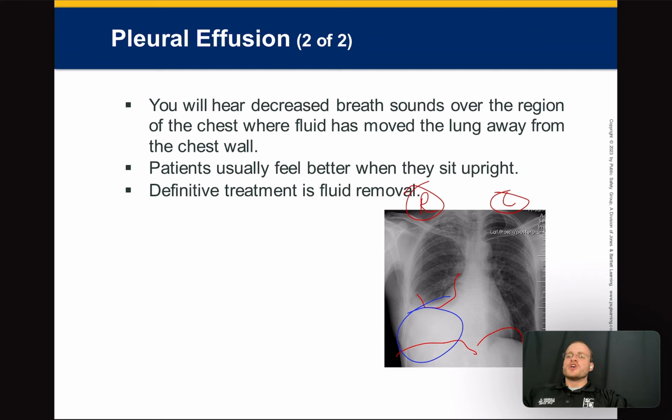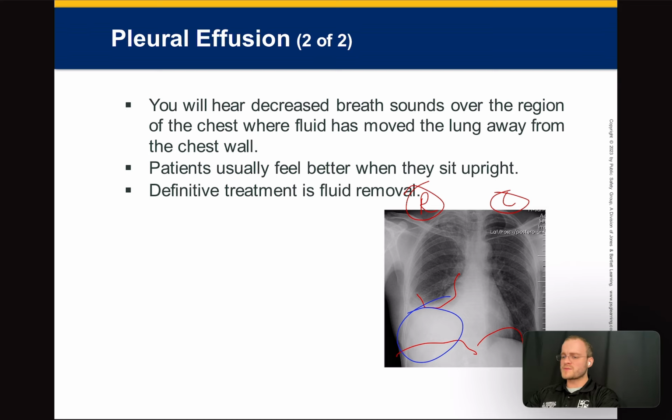cancers. So how does this present? The patient will have decreased lung sounds wherever it is. These tend to be gravity dependent, right? Since the lung itself is not collapsed like a tension pneumo or a pneumothorax, they're gravity dependent. So the patient will almost always want to sit upright. Remember, short of breath patients, we make them sit upright. And the definitive treatment is fluid removal.